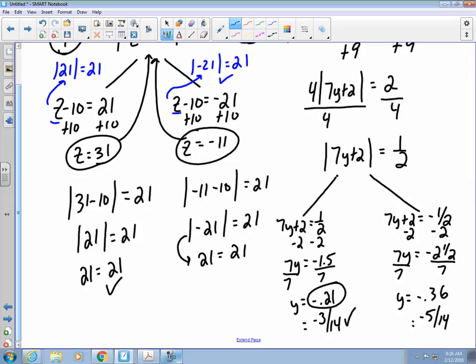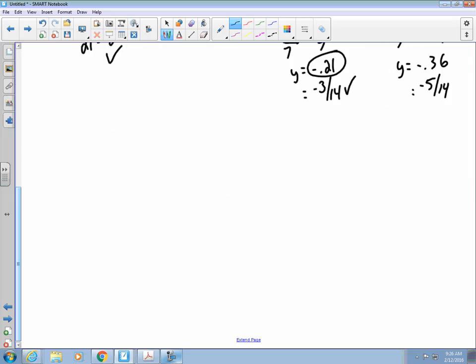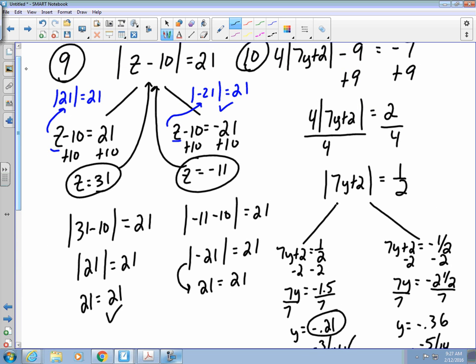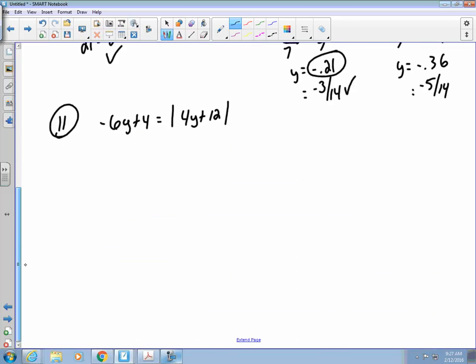Just want to make sure that you're able to isolate the absolute value and split it up. Now the very last absolute value will be number 11, and here you're going to have the absolute value isolated. In other words, on the right side here, you have nothing on the outside of the 4y plus 12 like you did with number 10. We had the negative 9 on the outside, and we had the 4 on the outside of the absolute value, so I had to get rid of those. Well, here, you don't have that, so we don't have to worry about that.